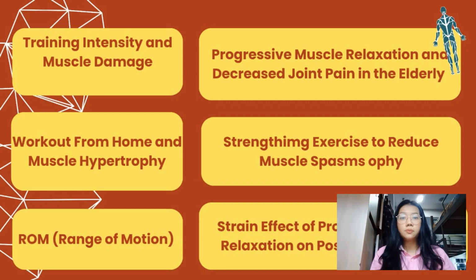Number 5 is progressive muscle relaxation and decreased joint pain in the elderly. Progressive muscle relaxation techniques are effective in reducing joint pain in the elderly people in nursing homes. Last one is effect of progressive muscle relaxation on post-debridement pain. Progressive muscle relaxation intervention after surgical debridement have been shown to have a positive effect of reducing pain.